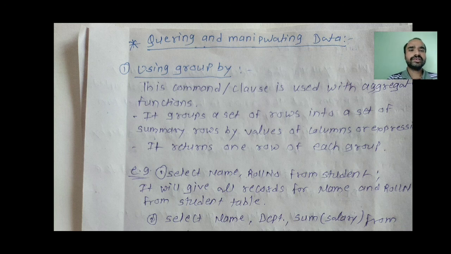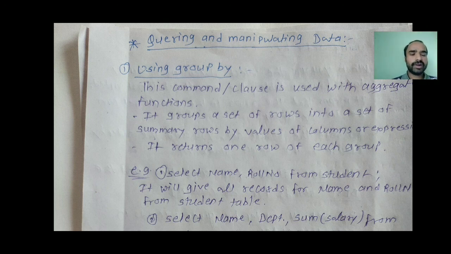In the case of aggregate functions, whenever you want to make groups of that data, you can use the group by clause. So let us see how it is used. It groups a set of rows into a set of summary rows by value of column or expressions. It returns one row for each group. Let us see one example.